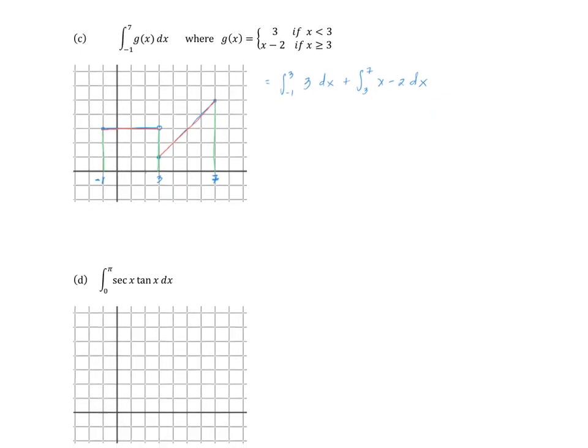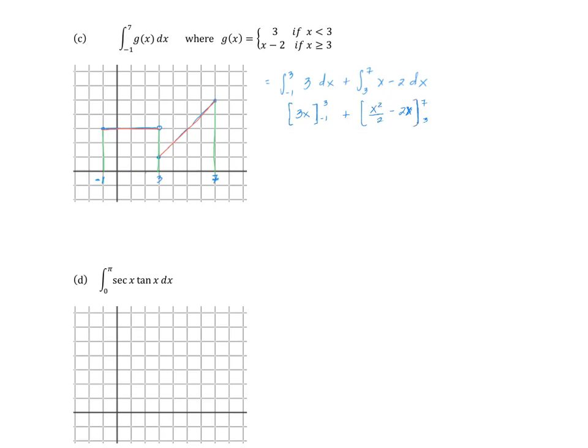The antiderivative of 3 is 3x, and I'm going to go from -1 to 3, plus the antiderivative of x minus 2, which is x squared over 2 minus 2x. Oops, sorry, that's an x, from 3 to 7. Now sometimes when you're dealing with more than one integral, it gets a little bit messy with that weird bar. So I like to change it into brackets, but you don't have to. It's just clearer for me to see.